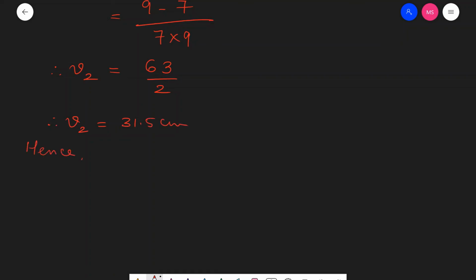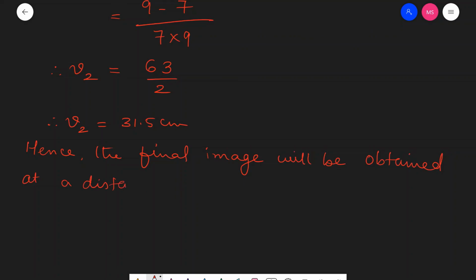Hence we can say that the final image will be obtained at a distance of 31.5 centimeter from secondary mirror, or you can say that from convex mirror on right hand side of the mirror.